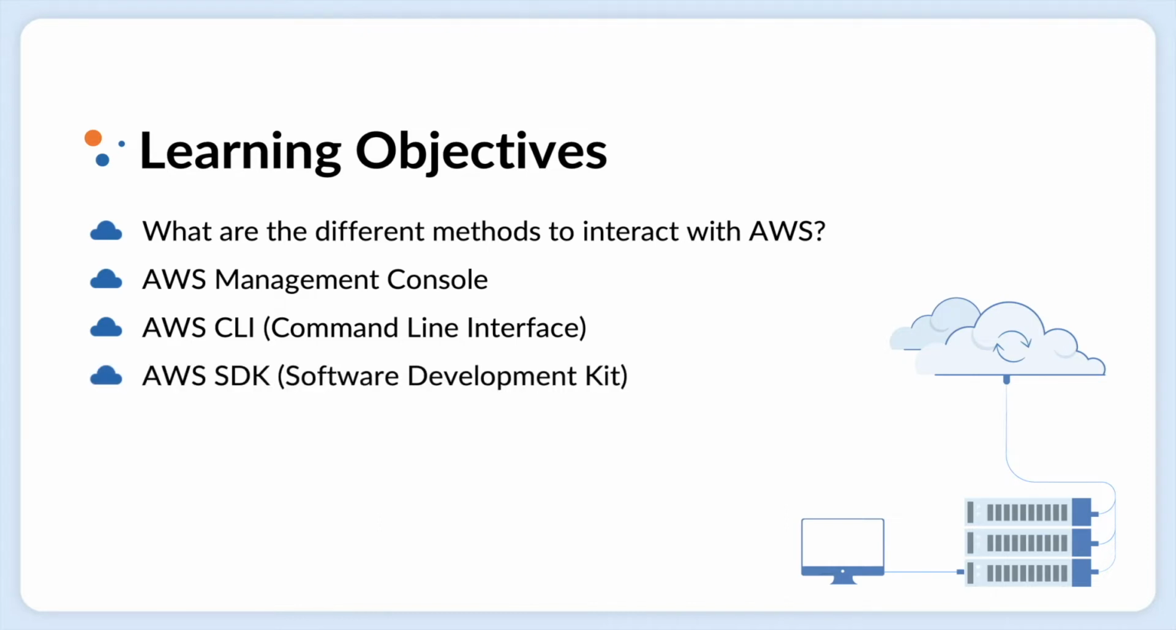The second method is SDK, which stands for Software Development Kit. It is used by programmers and developers to interact with AWS services directly from the application code. If that doesn't make complete sense, don't worry. We will understand them in detail. Let's start with the AWS console again.